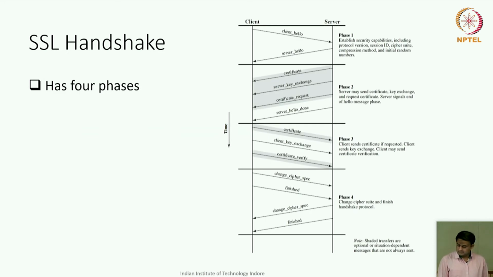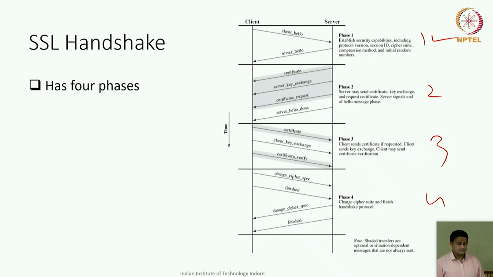The SSL Handshake protocol is a management protocol. As I said, it's quite complex. It operates in 4 phases: phase 1, phase 2, 3 and 4. In the first phase, the client and server, with respect to HTTP, say hello to each other. The client says, I am so and so, I want to talk to you. And the server says, I am so and so, I am also willing to talk to you.